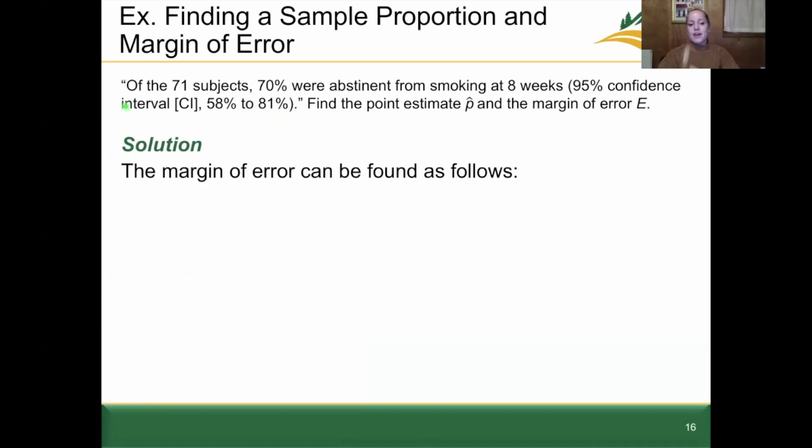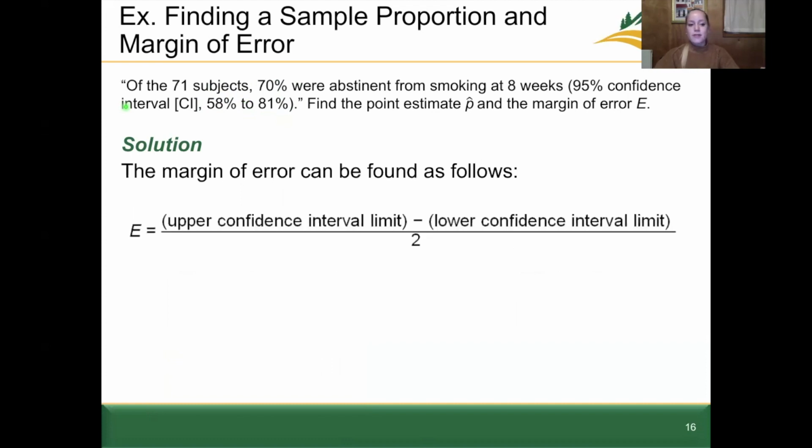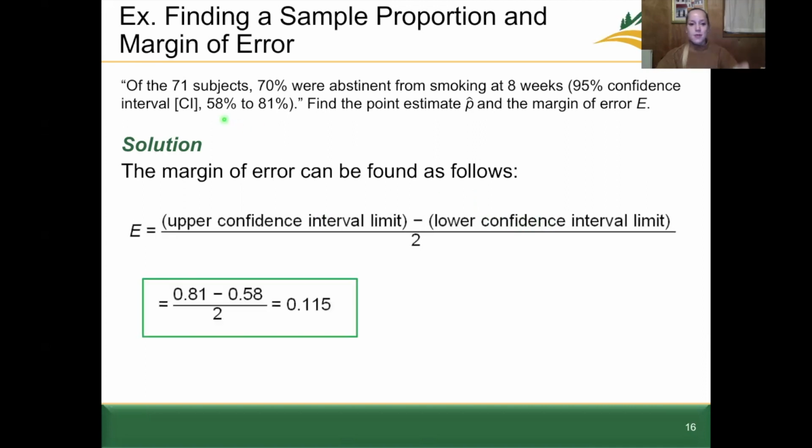Let's continue on now and solve for the margin of error. We saw that formula as well. We're going to solve for the margin of error, or E, by taking the upper confidence interval limit minus the lower confidence interval limit, all divided by 2. Here the upper confidence interval limit is 0.81. The lower confidence interval limit is 0.58. So we take 0.81 minus 0.58, divided by 2. That's 0.115. That's our margin of error value.